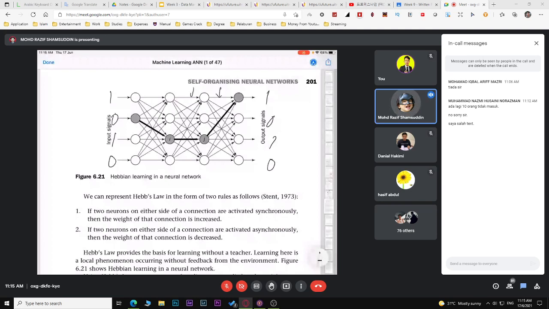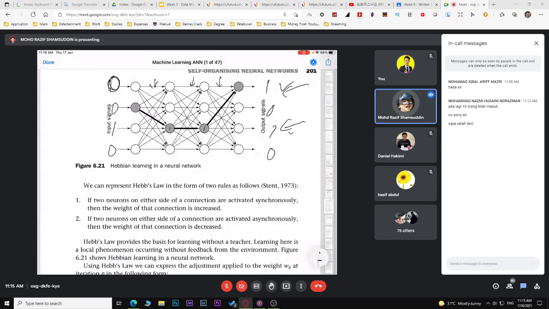So what happen is that bila kita create a probe, okay, yang mana this sample is missing 0, network ni akan menghasilkan output yang macam ni. Kenapa macam ni? Sebab dia punya input pair dia selalunya activate pada masa yang sama. Kalau ini activate, ini pun mesti activate juga. Itu maksud dia. Right? Maksud asynchronous tu lah. If two neuron on either side of connection are activate asynchronously, then the weight of that connection is decreased.